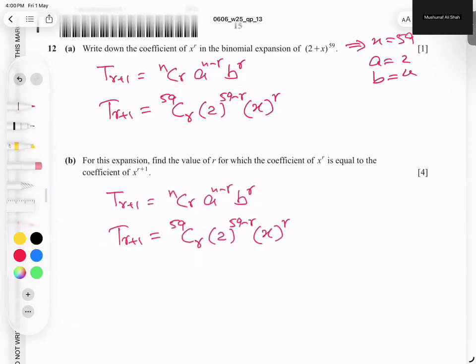Okay. But this time I will not put r. I'll place r is equal to r plus 1. So here it means I will get r plus 2. And you can see now what I'm going to do.